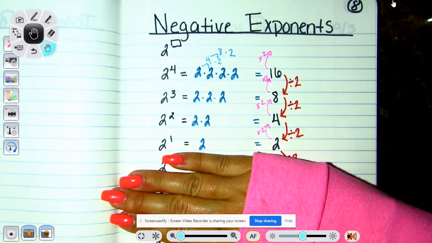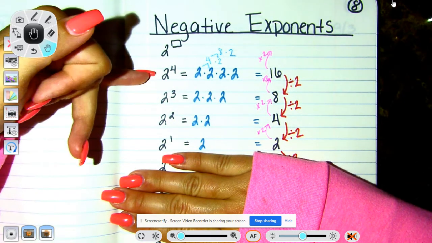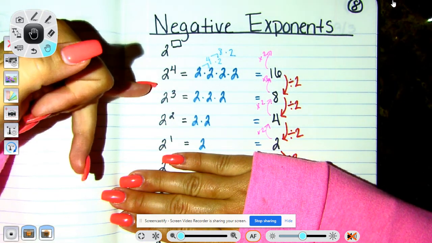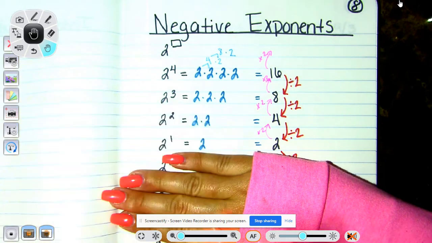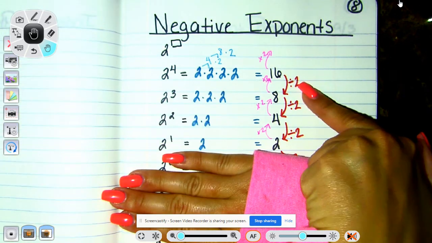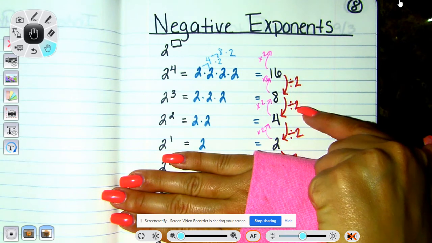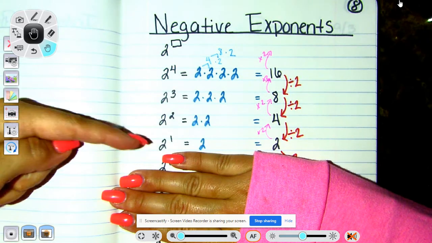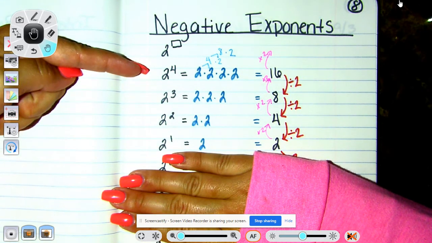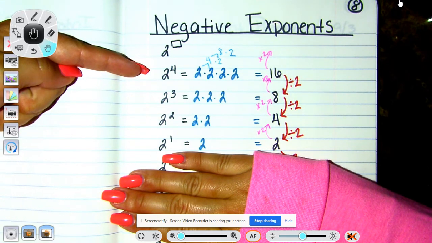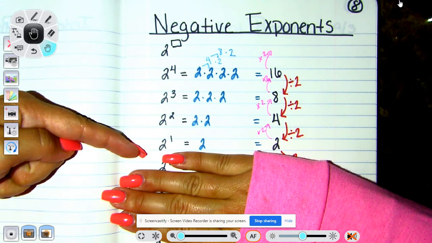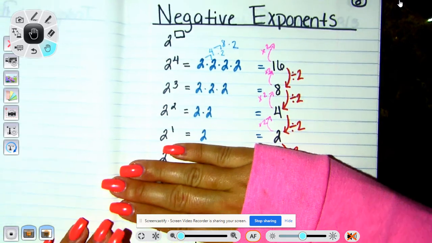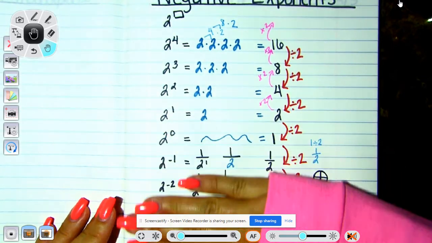So now let's look at that in reverse. Every single time that I go down my table, I happen to be removing a 2, but not just removing a 2, the operation is dividing by 2. Okay, so again, as I increase my exponents, I'm multiplying by 2. As I decrease my exponents, I'm dividing by 2, which is how we get to the concept of our negative exponents.